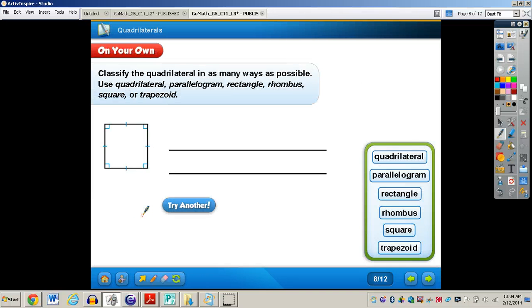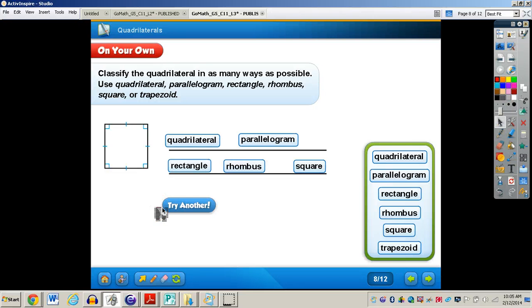Now what you will need to do all on your own is classify the quadrilateral in as many ways as possible. You can use quadrilateral, parallelogram, rectangle, rhombus, square, or trapezoid. You can use all of these, 1 or 2 of these, however many are needed to classify your shape. So I want you to try this problem out. When you press play, I will have the answer for you.